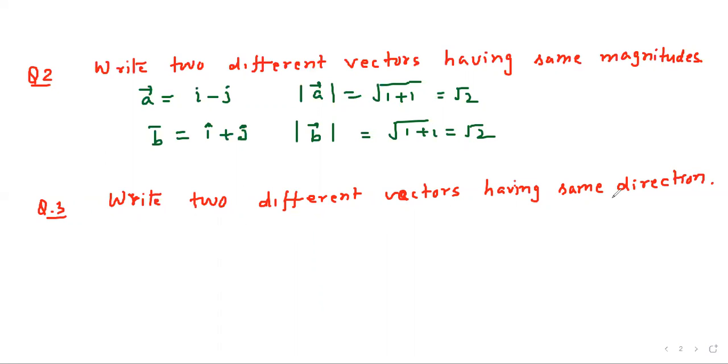Write two different vectors having the same direction. Same direction means the unit vector should be the same. So suppose we write vector A equal to i plus j plus k, then vector B will be a constant times vector A. That is, suppose we double it. So 2i plus 2j plus 2k. We can triple it, we can make it half, etc. Still, the direction will remain the same.